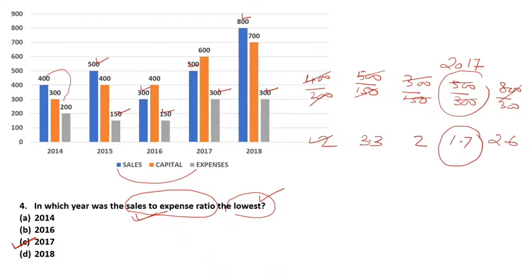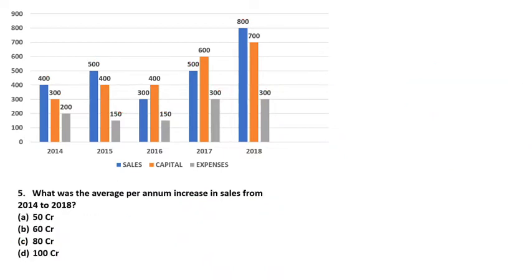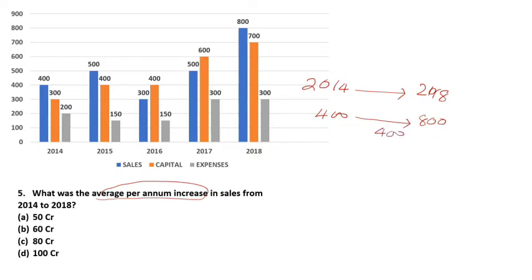So next question. What was the average per annum increase in sales from 2014 to 2018? In 2014, the sale was 400. And in 2018, the sale is 800. So there is a change of 400.